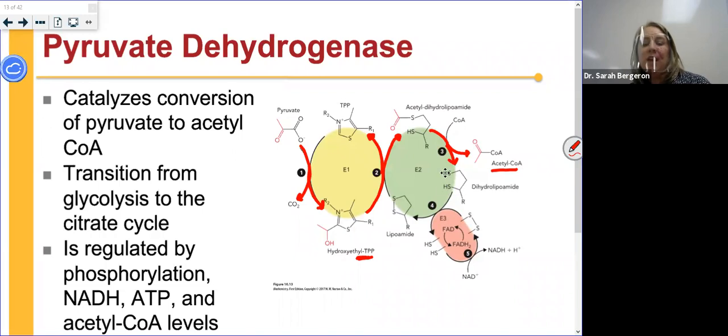What do we have to do to those 2 sulfurs in order to make a disulfide bond? We need to remove the hydrogens, right? So how are we going to remove the hydrogens? We're going to transfer them. We're going to do a redox reaction. So we're going to convert FAD to FADH2. When we do that, we're going to reduce the bond, and now we have a disulfide bond. Now that disulfide bond in lipoamide is ready to go again.